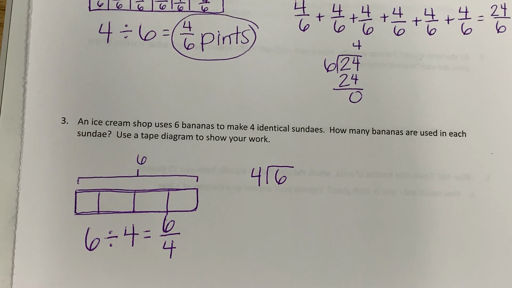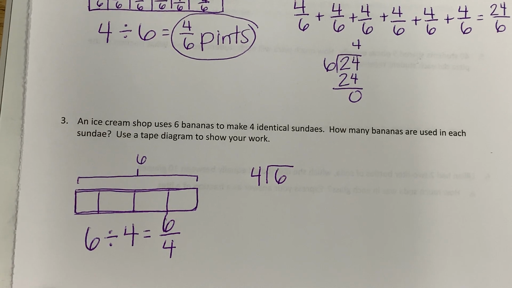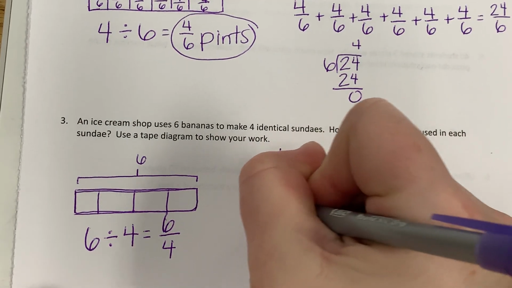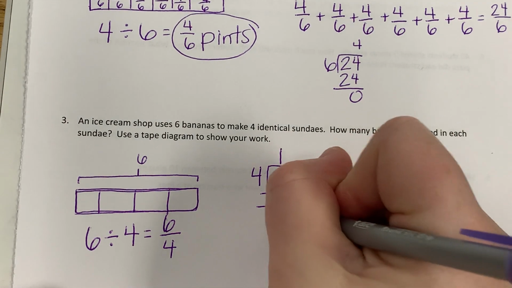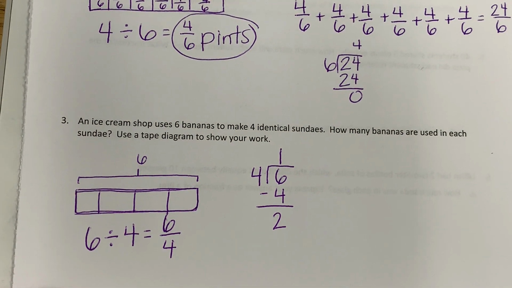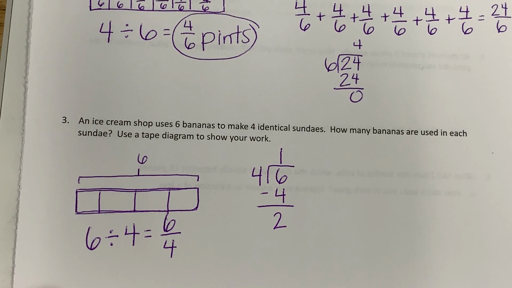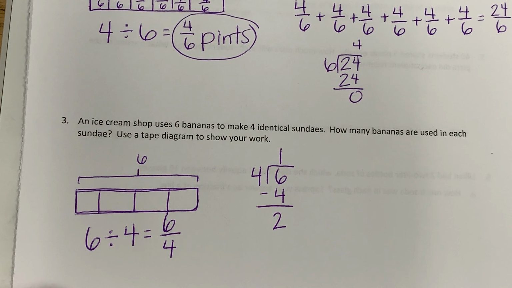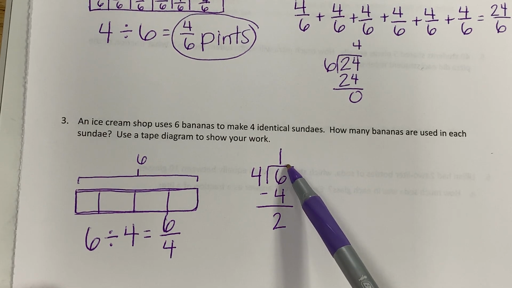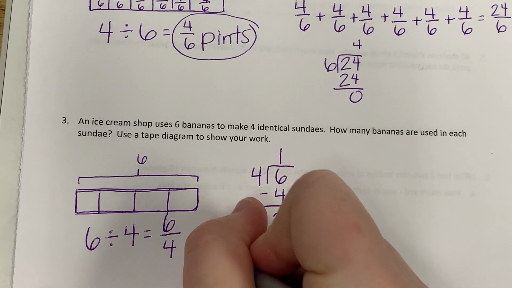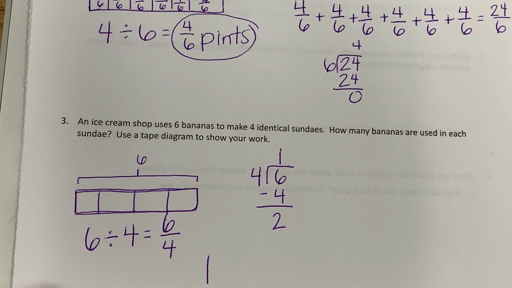Now, Praiselyn, what do I need to do here? How many times does 4 go into 6? 1 time. And 1 times 4 is 4. So 6 minus 4 is 2. So now I need to put this mixed number back together. Abby, how would I put this back together? How many whole times did it go in? 1. So it went in 1 whole time. And then how much did I have left over?